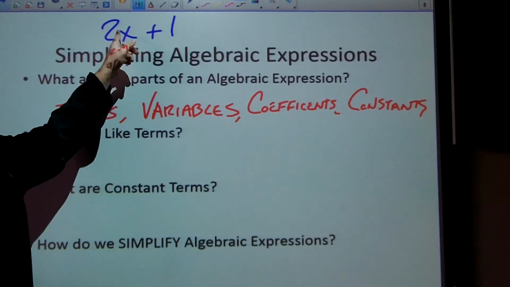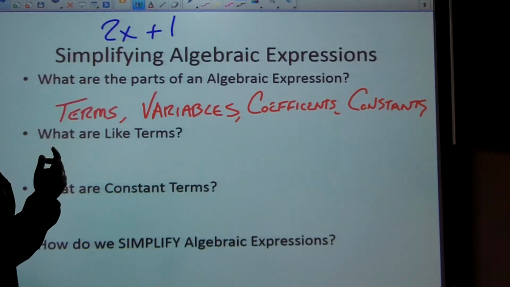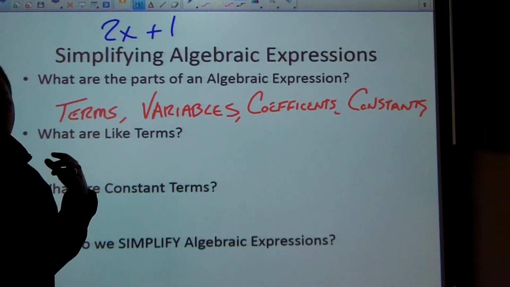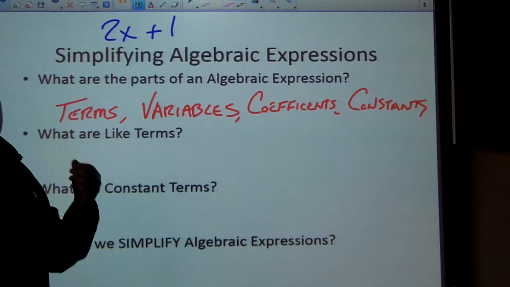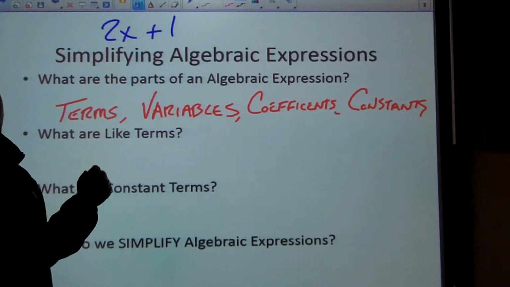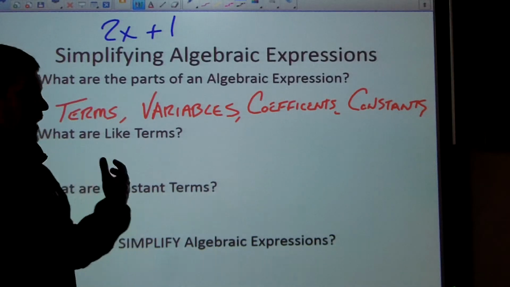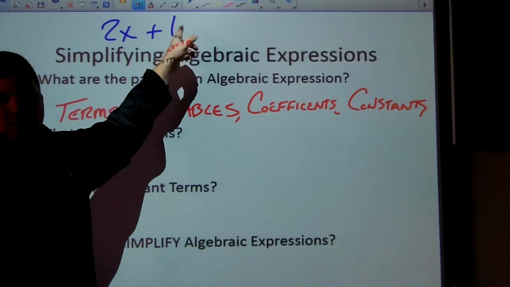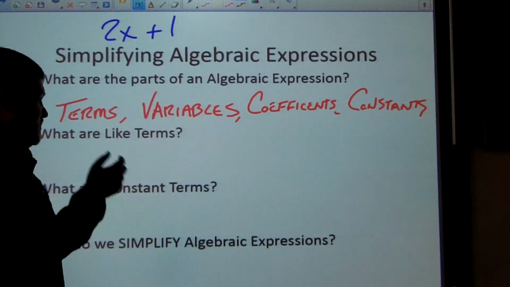Obviously, we know what a variable is. It represents an unknown quantity. We just talked about that a few minutes ago. Coefficients are the number in front of the variable. That just tells me how many of those unknown numbers do I have. How many x's do I have, okay? How many apples do I have? And then constants are just numbers without variables attached to them, okay?